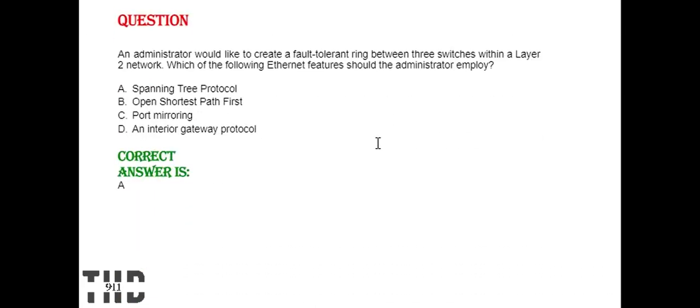The administrator would like to create a fault tolerant ring between three switches within the layer 2 network. Which of the following Ethernet features should the administrator employ? Option A, spanning tree protocol. Option B, open shortest path first. Option C, port mirroring. Option D, an interior gateway protocol. The correct answer is option A.